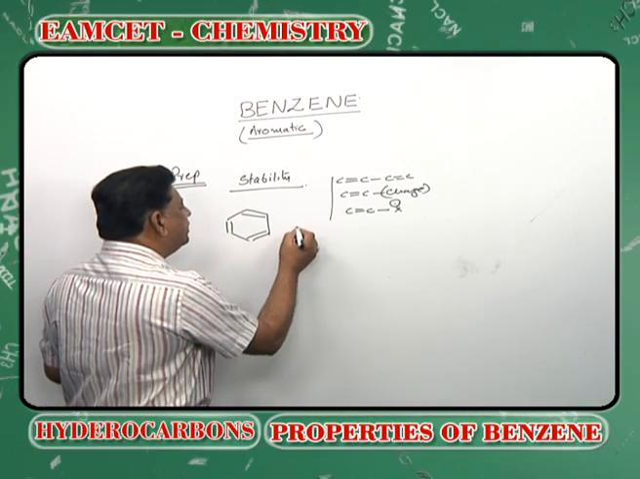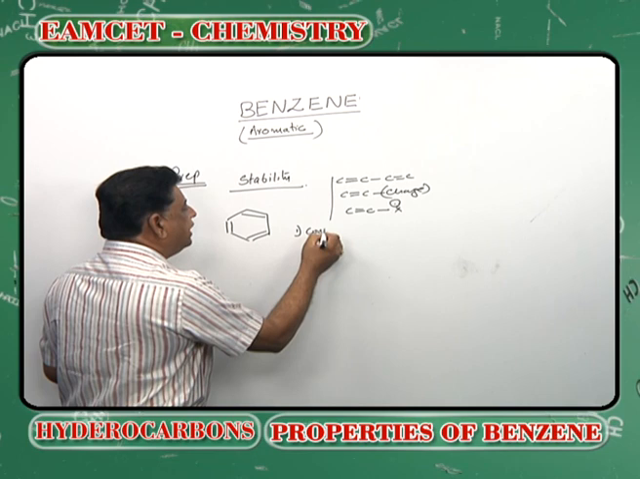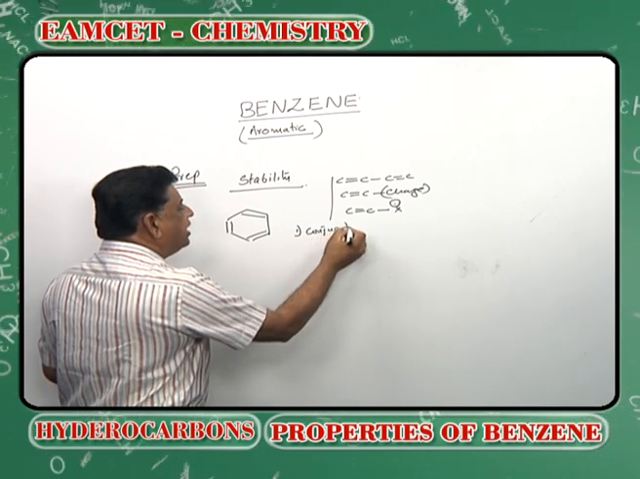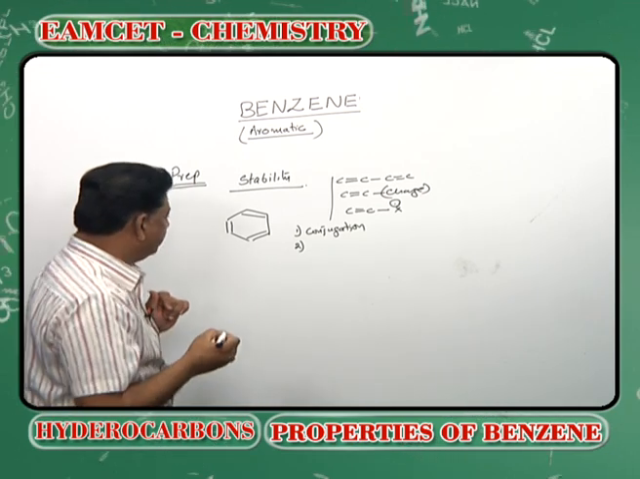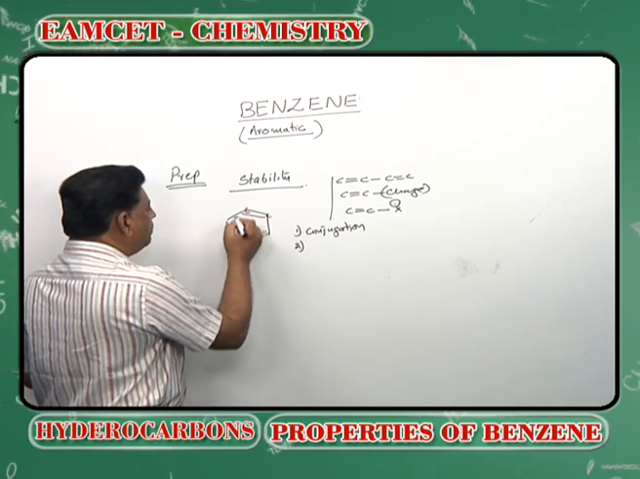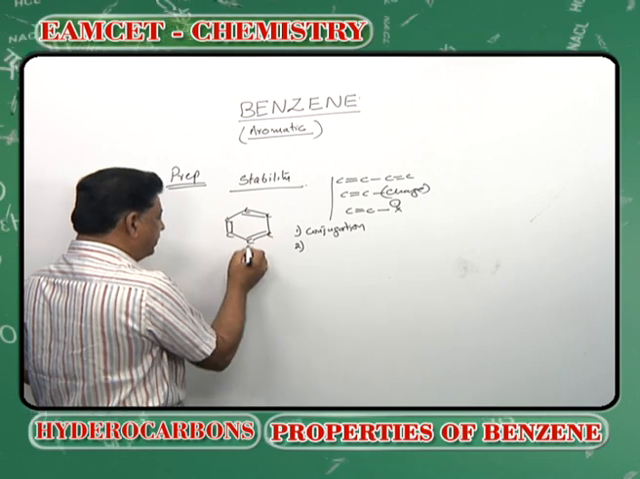So it has one special feature. What is that? Conjugation is there. In addition to the conjugation, it has a few more points. What is the next one? All the carbons happen to be sp2 hybridized carbons.